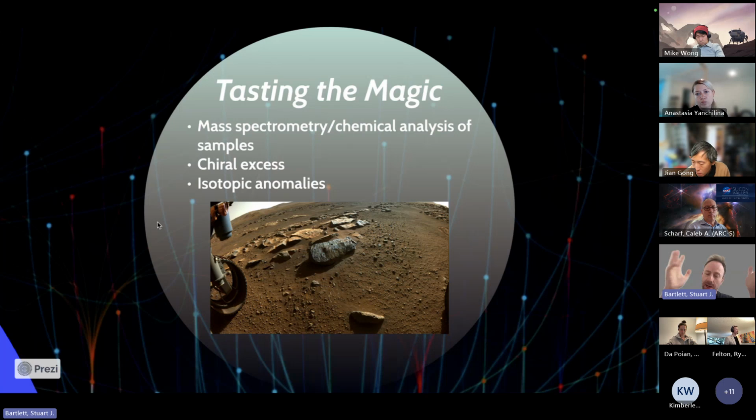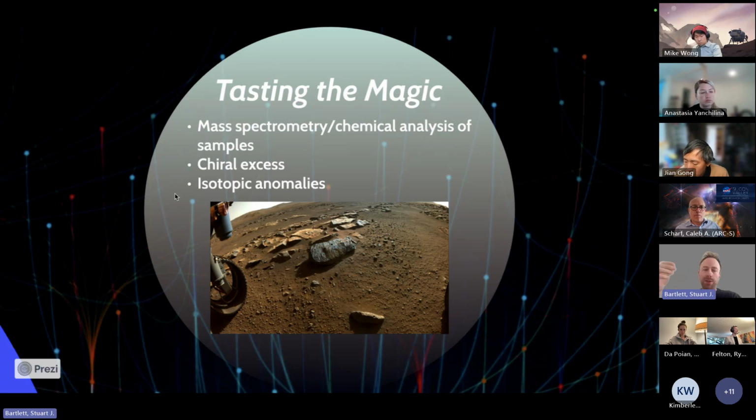And again, this brings us back to false positives and false negatives, because there's a possibility that abiotic reactions could produce chiral excesses. It's an exciting and ongoing field. So time will tell. And related to this, there's also, of course, isotopic anomalies.